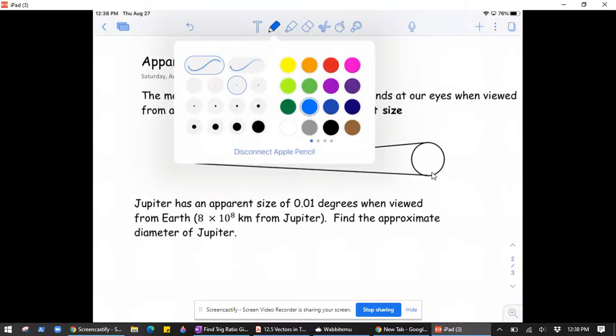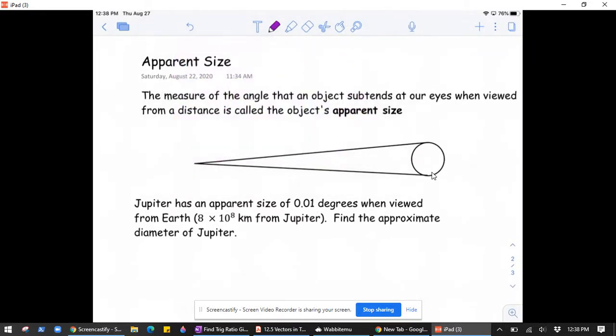In this video, we're going to apply the arc length formula to a problem involving estimating distances to far away objects. The measure of an angle that an object subtends at our eyes when viewed from a distance is called the object's apparent size. If you're looking at distant objects like the sun, the moon, or distant stars, they all have different apparent sizes from where we're viewing, but that's only because they're at various distances from our eyes.